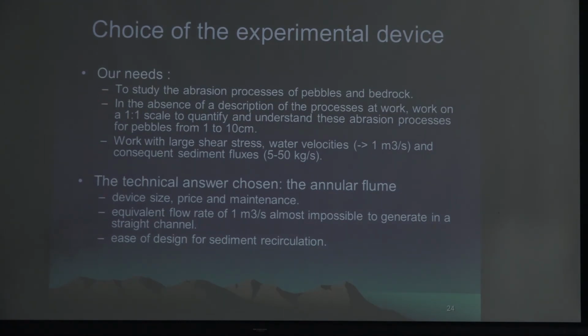So we were in the position to decide which device we wanted for our study. Initially we wanted to study pebble abrasion and potentially also bedrock abrasion. So we wanted some hybrid system that makes it possible to look at the two processes. We wanted to be able to look at large pebbles, to entrain and move pebbles up to 10 centimeters. So we wanted high water velocity. According to our needs, we decided on the technical answer, and also according to the available space and the price or the money available.